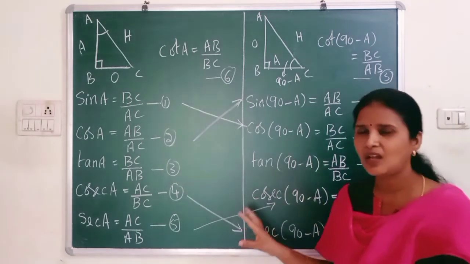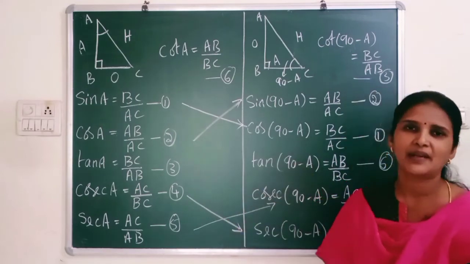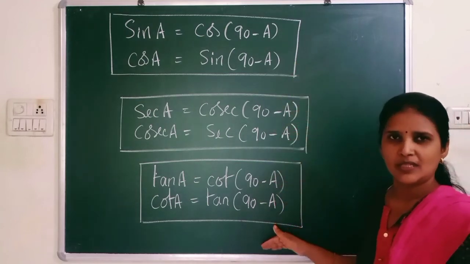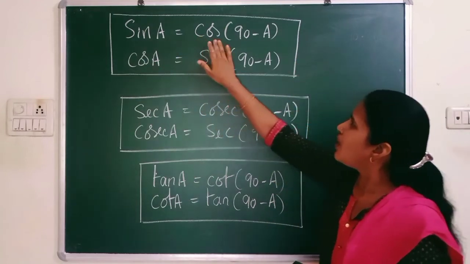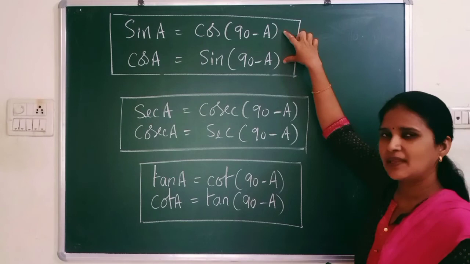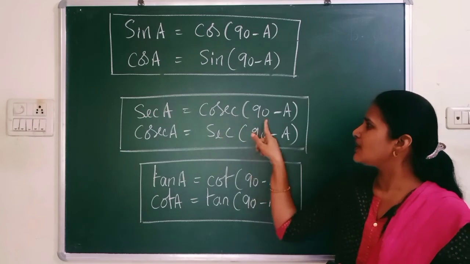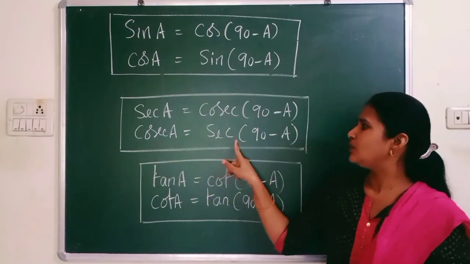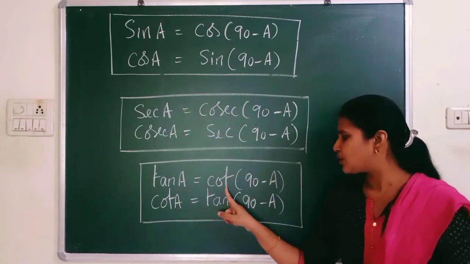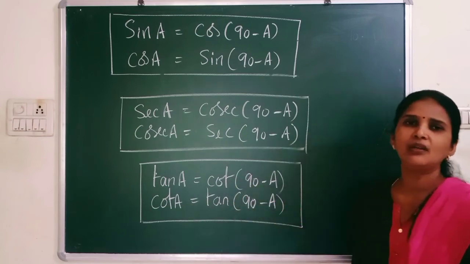So from this we will now write three conclusions, that is three complementary ratios from these comparisons. From the above explanation, we can conclude these three concepts: sin A equals cos 90 minus A, cos A equals sin 90 minus A. These two are together, sin and cos are complementary to each other. Next coming to sec: sec A equals cosec 90 minus A and cosec A equals sec 90 minus A. These two are complementary to each other. Next, tan A equals cot 90 minus A, cot A equals tan 90 minus A. These two are complementary to each other.